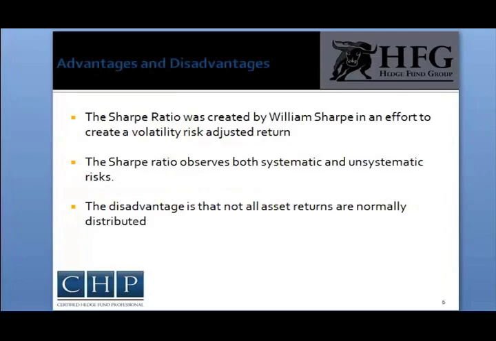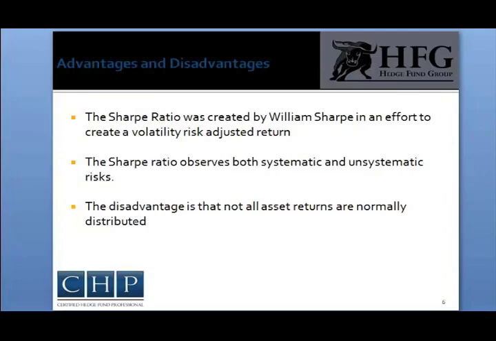The Sharpe ratio has an advantage in that it is directly calculated from any observed series of returns without the need for additional information surrounding the source of the profitability, meaning all you need is the data of the returns. The Sharpe ratio observes both systematic and unsystematic risk. Systematic risk is inherent to the entire market as a whole, while unsystematic risk is company or industry specific and is inherent to each individual investment.